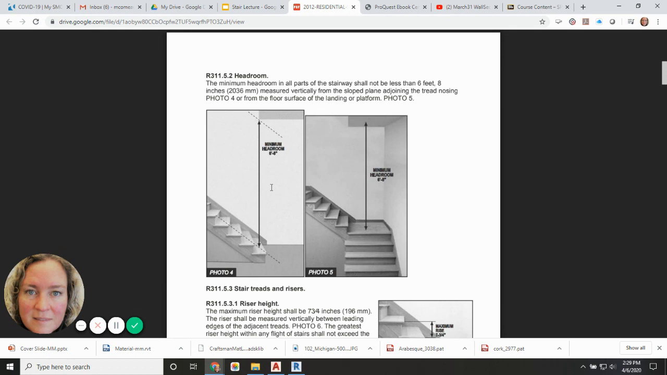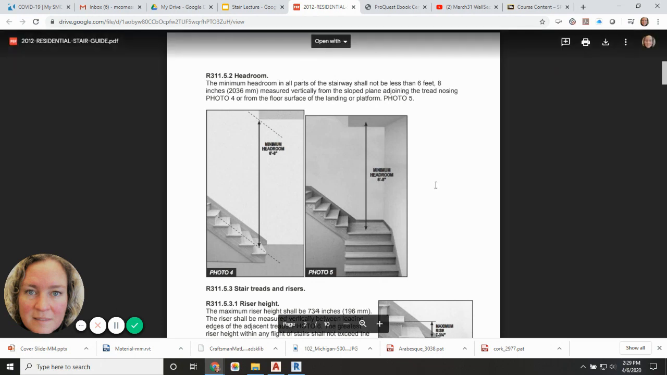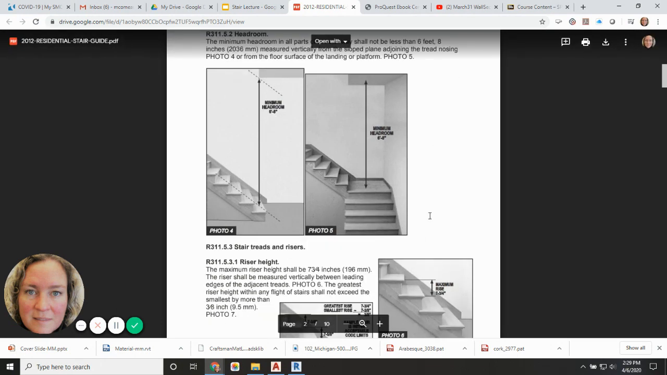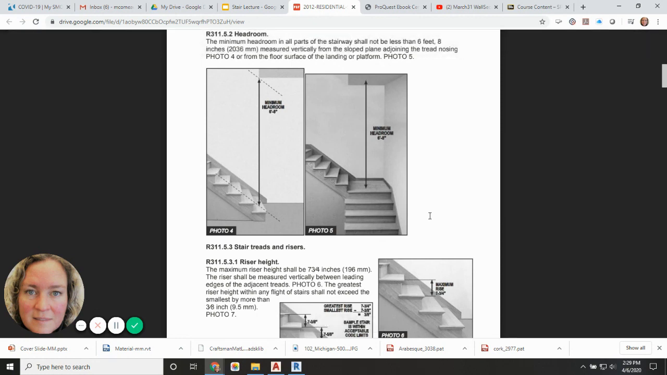So the headroom height got moved up to 6 feet, 8 inches, probably because a bunch of people knocked themselves out on the stairs. And those statistics got to the safety code officers, and they came up with this new code compliance to make sure people weren't knocking themselves out on the stairs and either dying or having to call an ambulance. So all of these codes that we have to be compliant with are based off safety for the most part, or keeping a standard for living quality for people, okay?